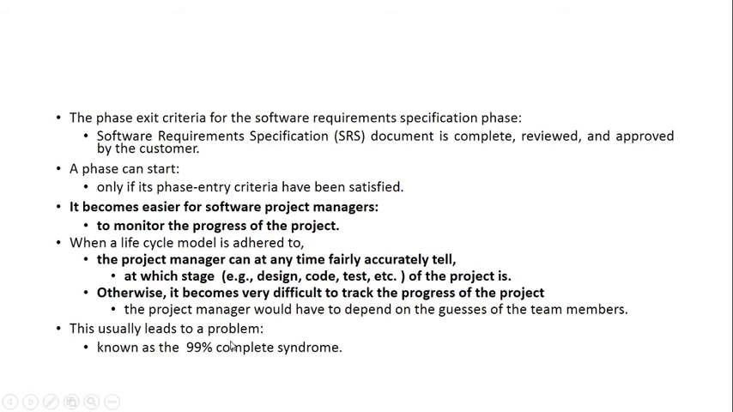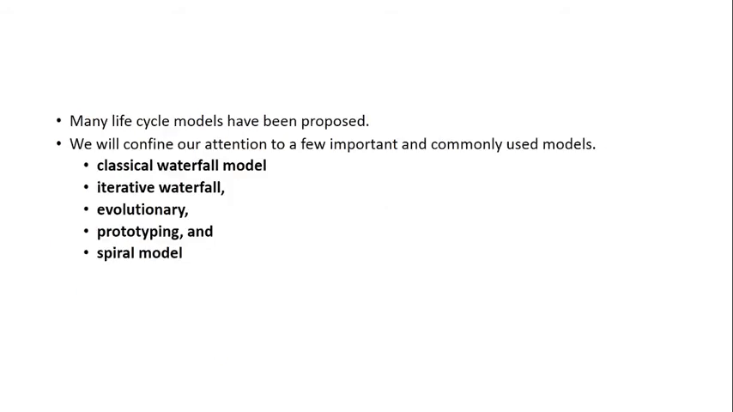This usually leads to a problem known as 99% complete syndrome. We assume that our work is completed, but actually it is not completed. Maybe we are somewhere around early 60s or 70% only, but it is a misconception. We feel we have completed our work, almost completed, that is 99%, but that does not happen actually.